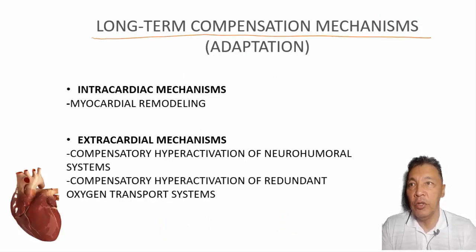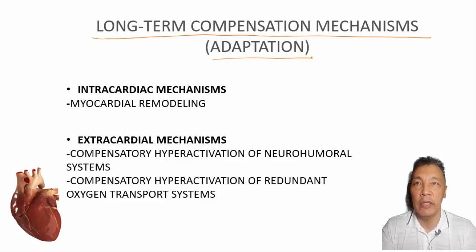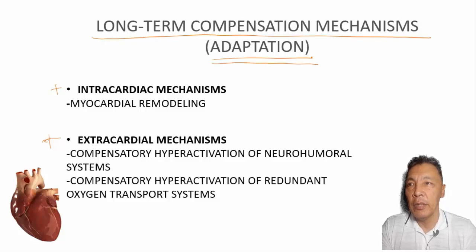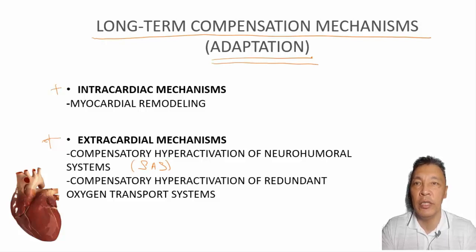Next slide: long-term compensation mechanisms. Long-term intracardiac mechanisms are a progressive process of myocardial remodeling dependent on trigger factors and presented in the form of compensatory hyperfunction of the heart, which is based on myocardial hypertrophy. Long-term extracardial mechanisms of compensation in heart failure are compensatory hyperactivation of neurohumoral systems aimed at increasing the work of the heart: the sympathoadrenal system, the myocardial renin-angiotensin system, and the renin-angiotensin-aldosterone system.